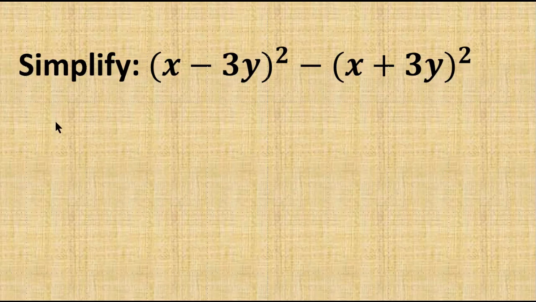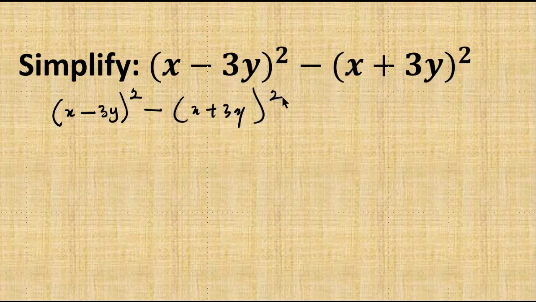Now, the expression says that (x - 3y)^2 - (x + 3y)^2. We're to simplify this simple expression.